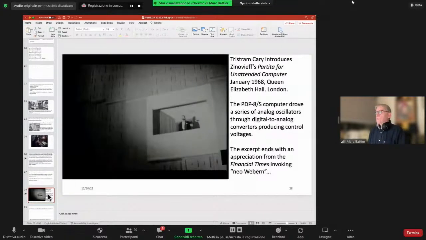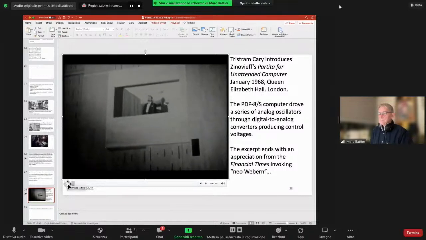Now, what's extraordinary was a concert in January 1968 at the Queen Elizabeth Hall in London, where Zinoviev presented a piece, again with the PDP controlling the bank of oscillators. The computer plays by itself. So this is the introduction by Tristram Carey, a colleague of Zinoviev who started the EMS company with him. And then we'll see Zinoviev starting the computer and leaving the stage.